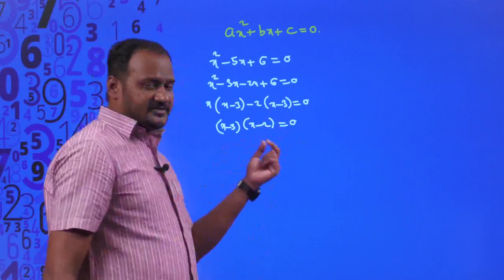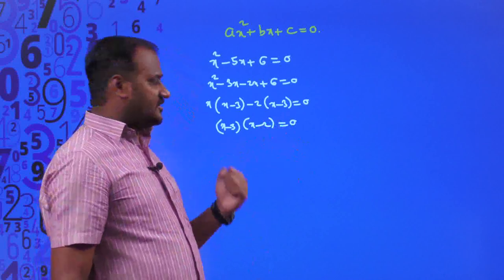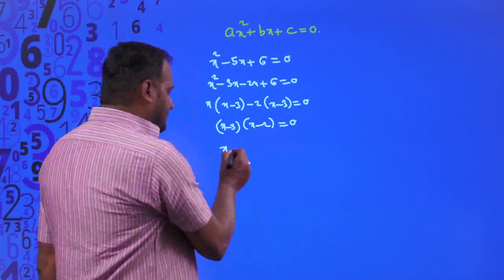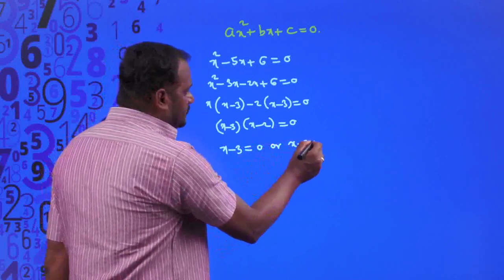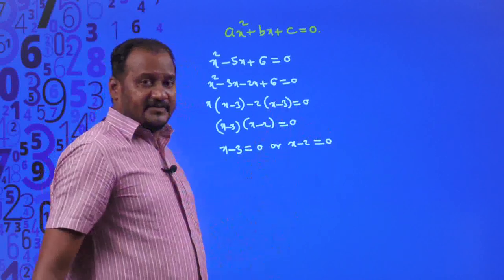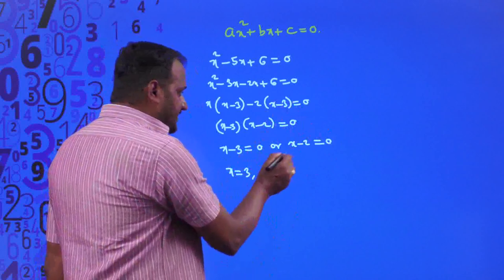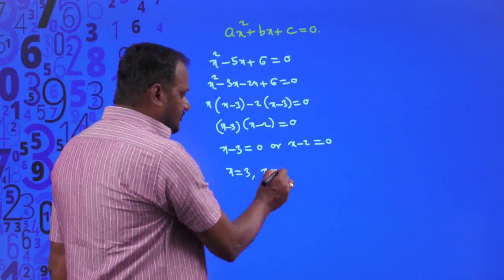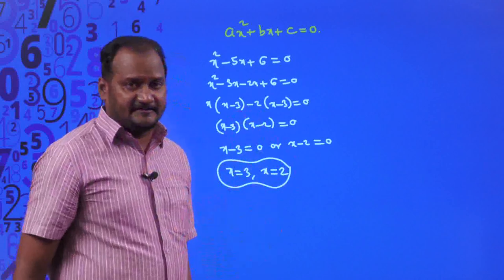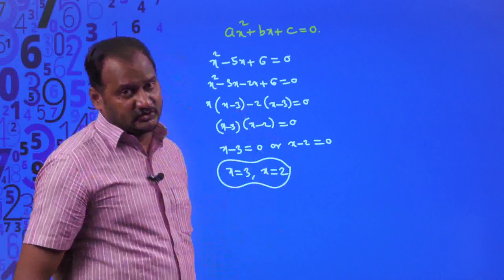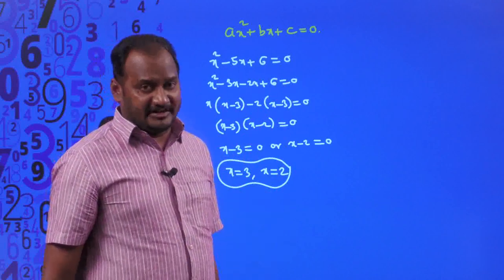Since the product of two terms is equal to 0, either the first term is equal to 0 or the second term is equal to 0. So here the first term is x minus 3. So x minus 3 is equal to 0, or x minus 2 is equal to 0. If x minus 3 is equal to 0, then x is equal to 3. When x minus 2 is equal to 0, then x is equal to 2. Therefore, the roots of the given quadratic equation are 3 and 2, right? This is the way of finding the roots of a given quadratic equation.